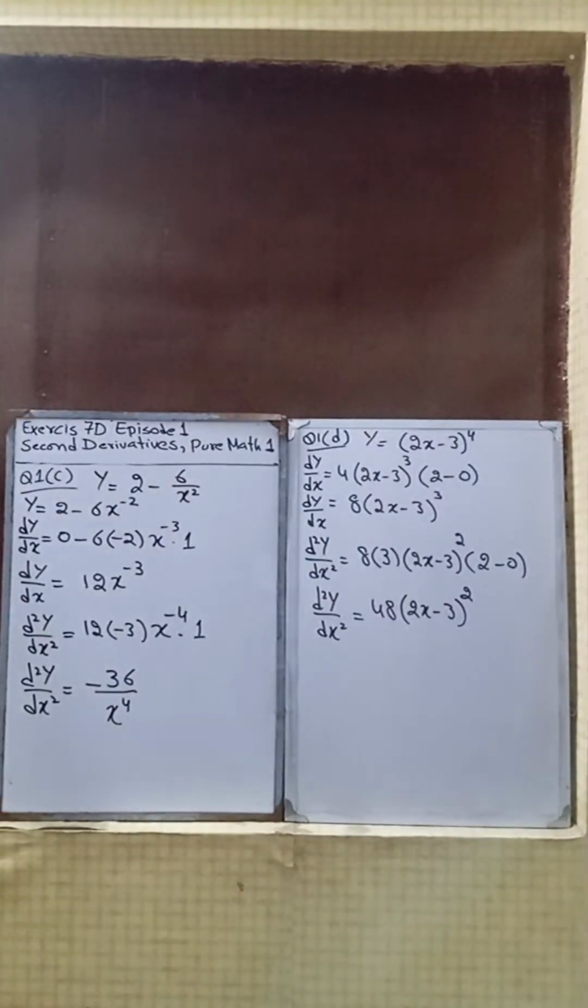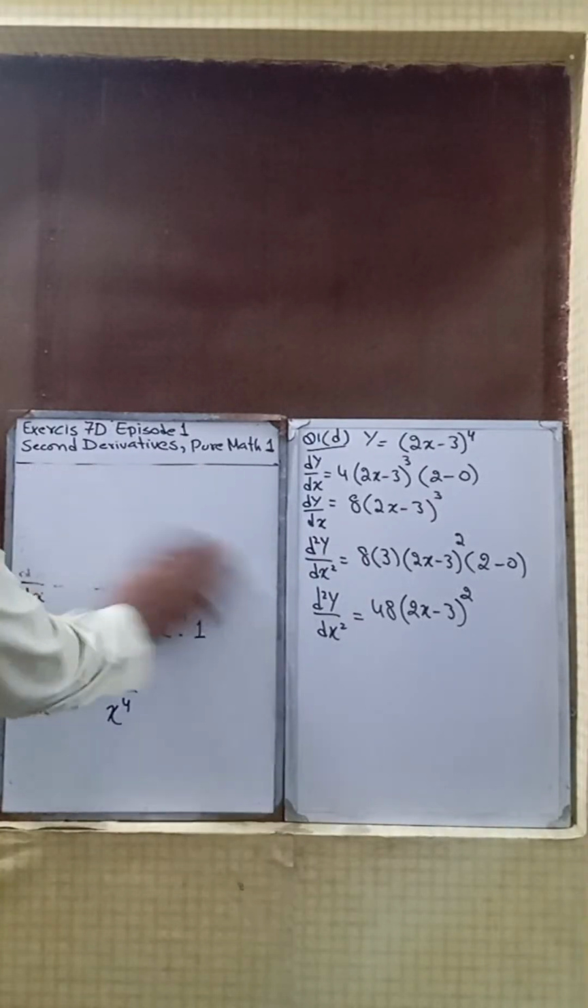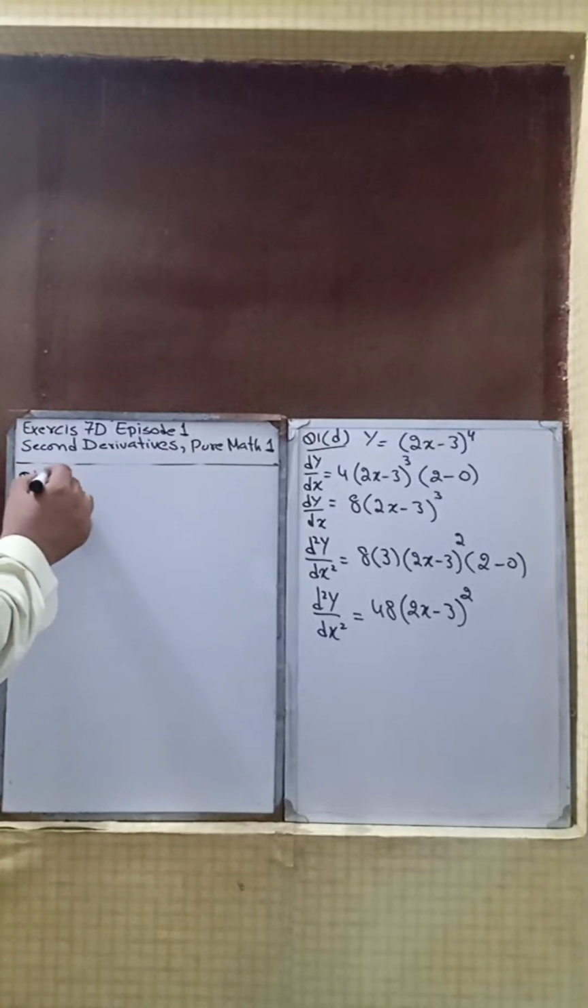Let me check the answer. The answer is correct. So this is question number 1, D part, and this is how you find the second derivative. It's very simple: you take the derivative, then you take the derivative again. Now we are going for question number 1, E part.